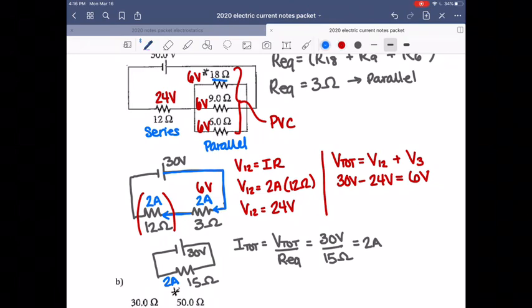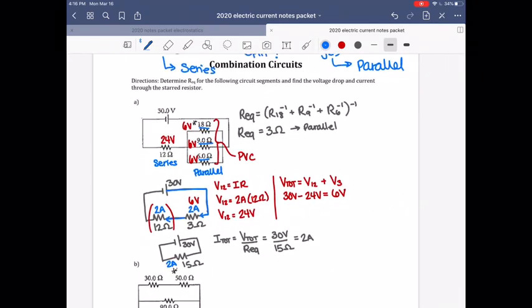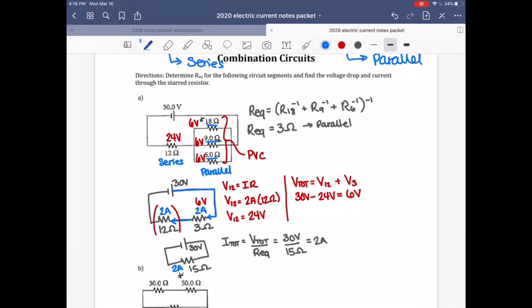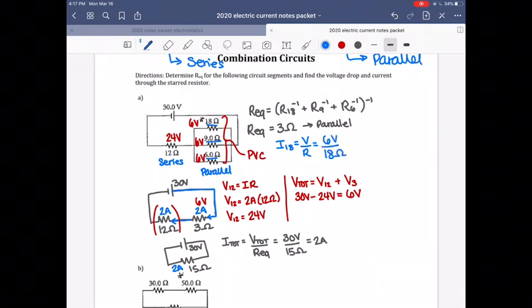And I know all of the resistances. So I could actually find the current over each resistor of that parallel branch. And I guess we'll do that now. So I'm running out of space here. But if I look at, let's say, the 18, we're going to do V over R. Now the voltage serving that branch is 6 volts. Okay, 6 volts over 18 ohms, that's 1/3 amp.